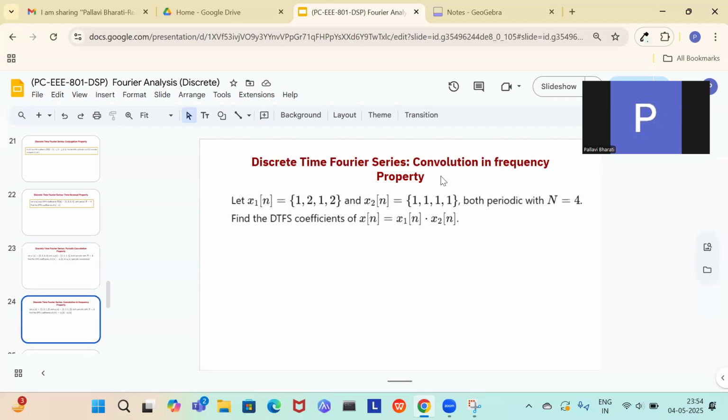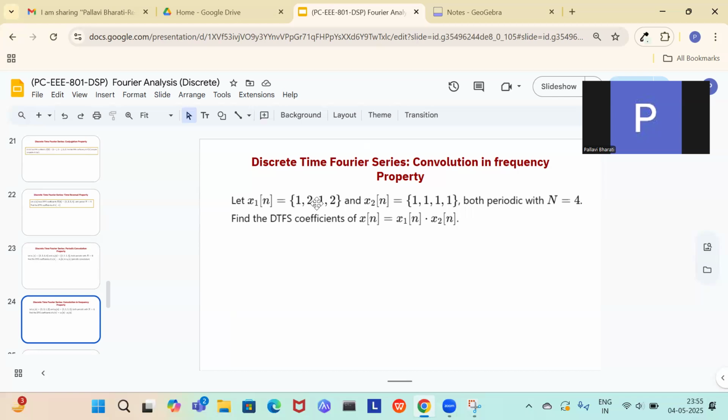And for the convolution in frequency property, you have the multiplication of the two signals in the time domain. In that case, in the frequency domain, those two signals are going to convolve. So here the signals were x1[n] and x2[n]. If you multiply these two signals, what you can do is simply multiply them in the time domain, and then find the Fourier transform or Fourier series of that. That is also one way of doing it.